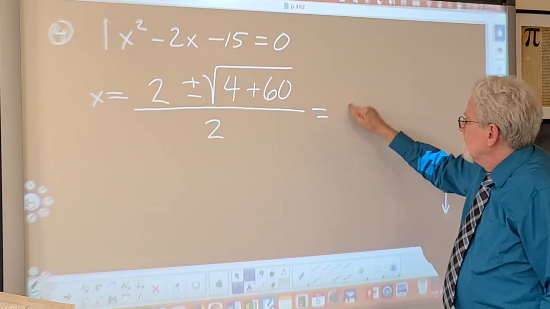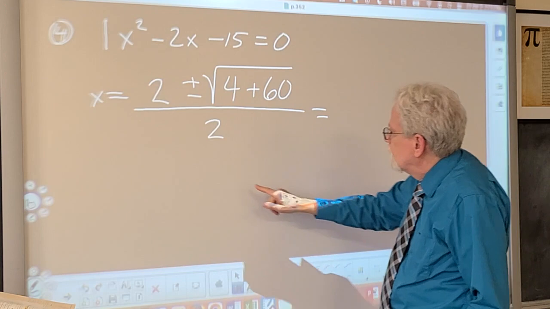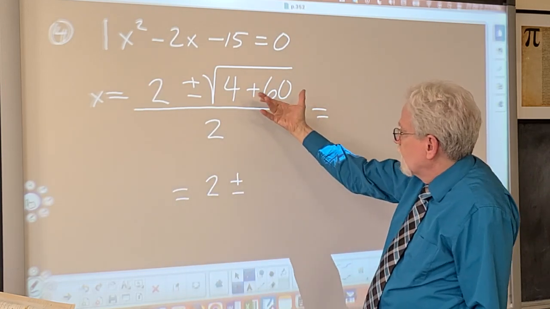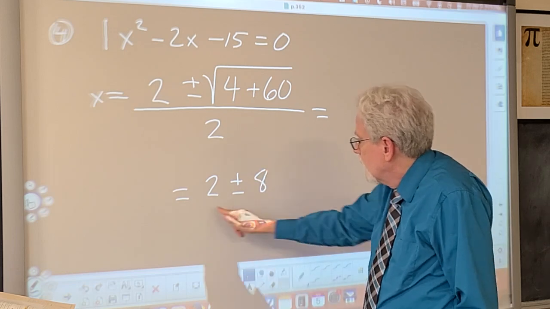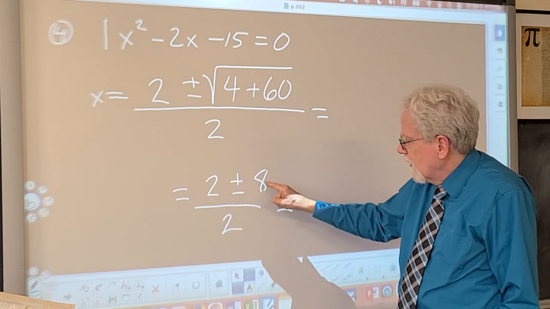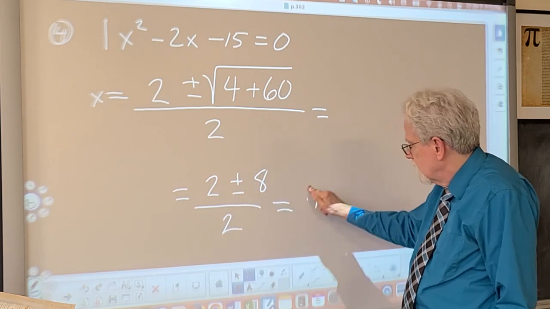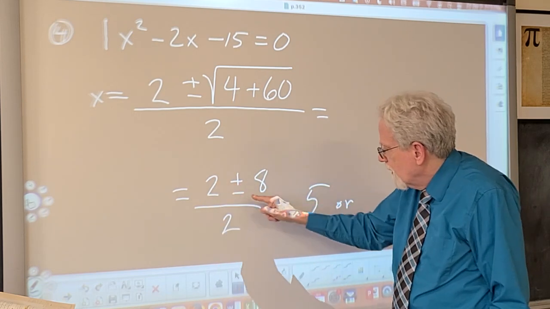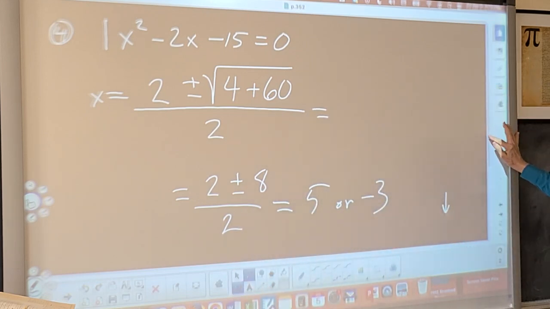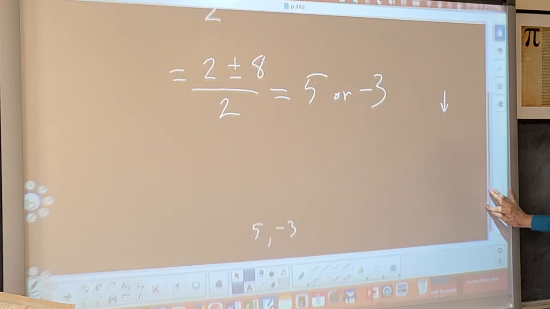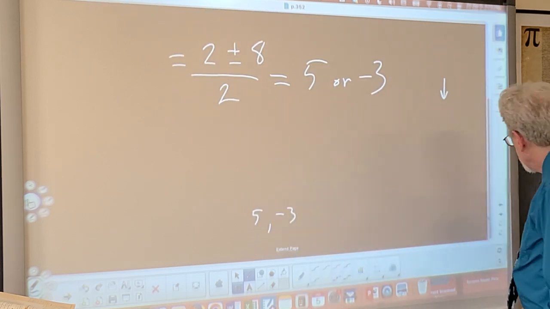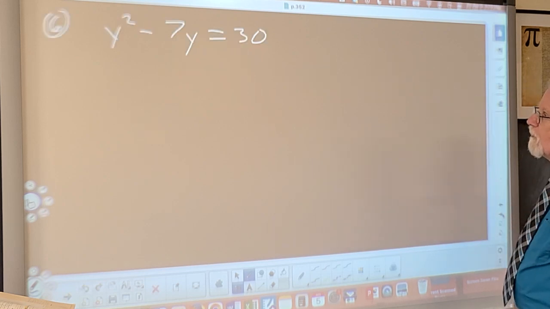And from that, we have x equals 2 plus or minus the square root of 64, which is 8, over 2, which gives us 2 answers. 2 plus 8 divided by 2. Or 2 minus 8 divided by 2. And we get our 2 answers, and checking because I'm prone to making careless mistakes, especially when I'm rushing, we have 5 and negative 3. Yep, correct. Ta-da. And we will move on to number 6.